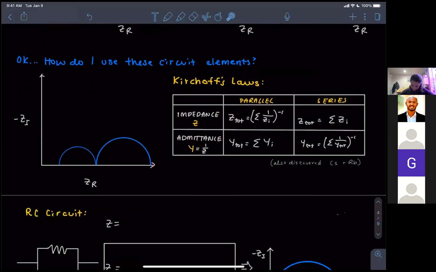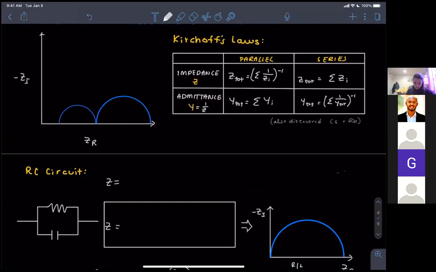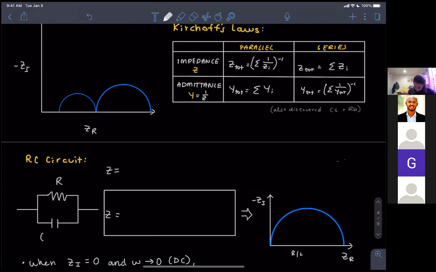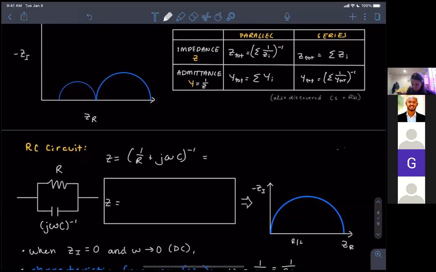So the RC circuit is essentially a resistor and a capacitor. And recall, a resistor's impedance is just R, and a capacitor's impedance is (jωC)^-1. And so for calculating the impedance here, we're going to say, okay, these two things are in parallel, and according to Kirchhoff's laws, it's going to be the inverse of the sum of their inverse impedances. So that is going to be (1/R + jωC)^-1. A little bit more algebra.